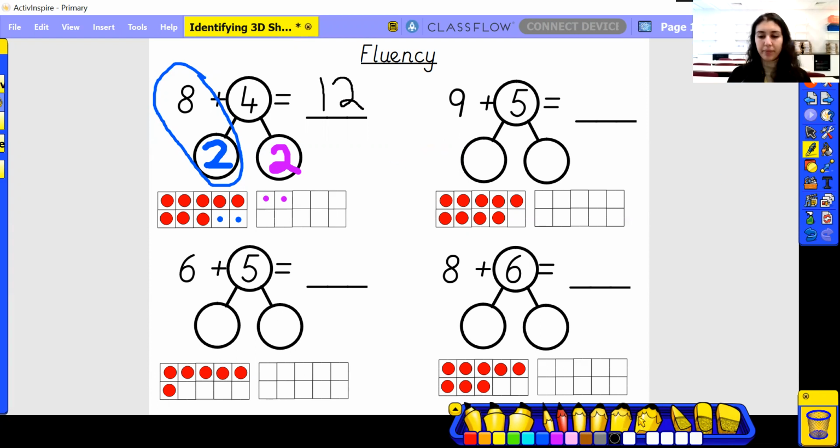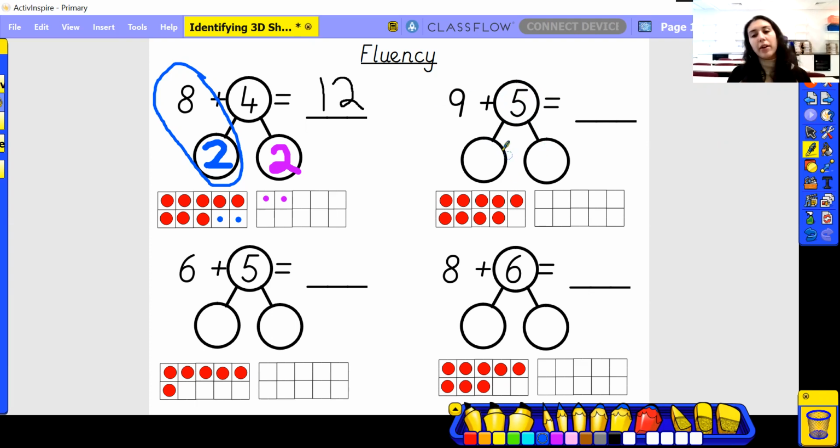So I have got 9 to start with, so I've got 9 counters on my tens frame. I'm going to add 5. I'm not going to add 5 all in one go. I'm going to partition it. That means break it down into smaller chunks.